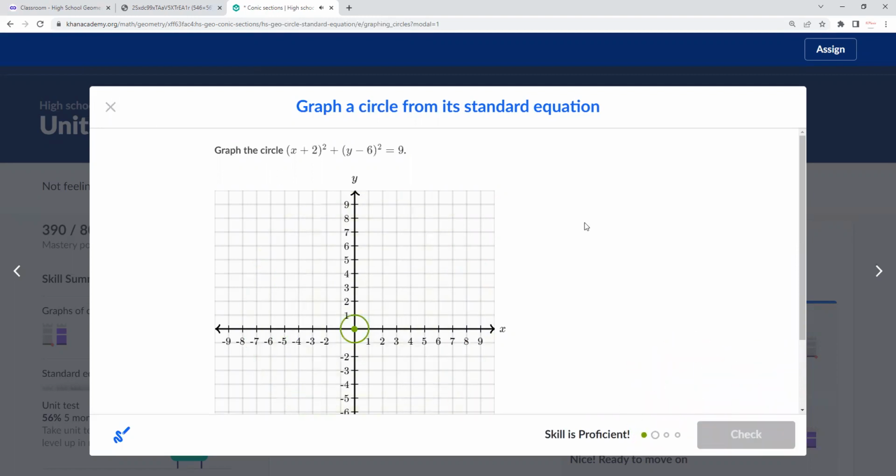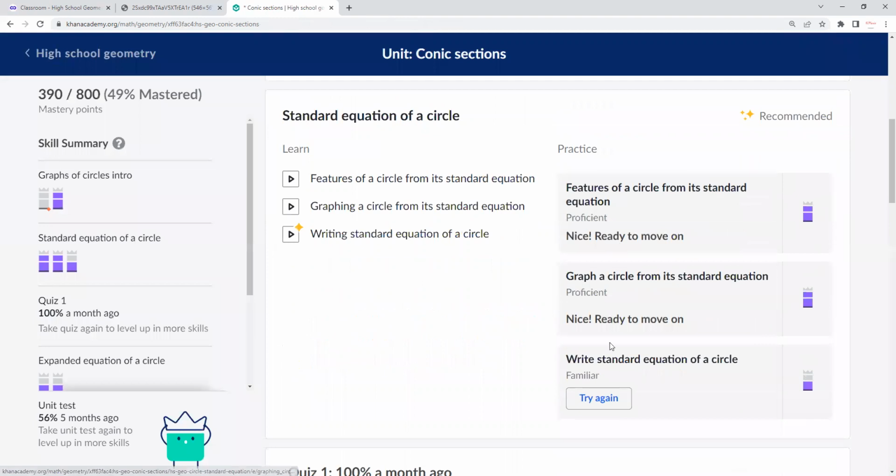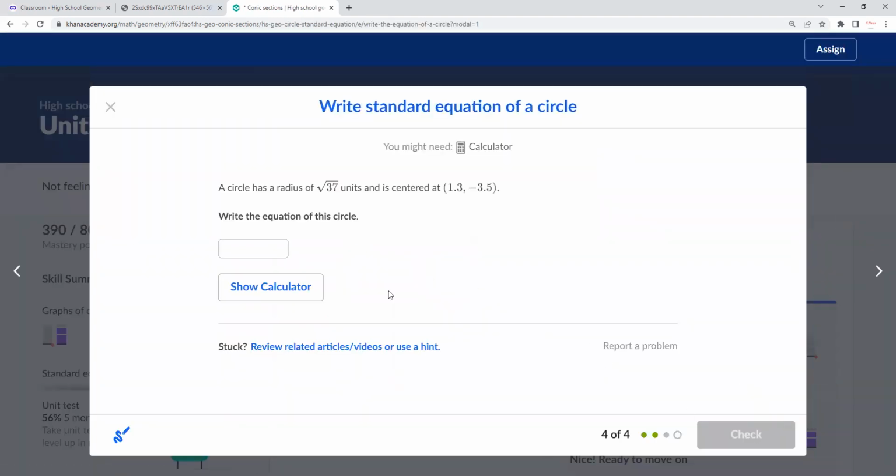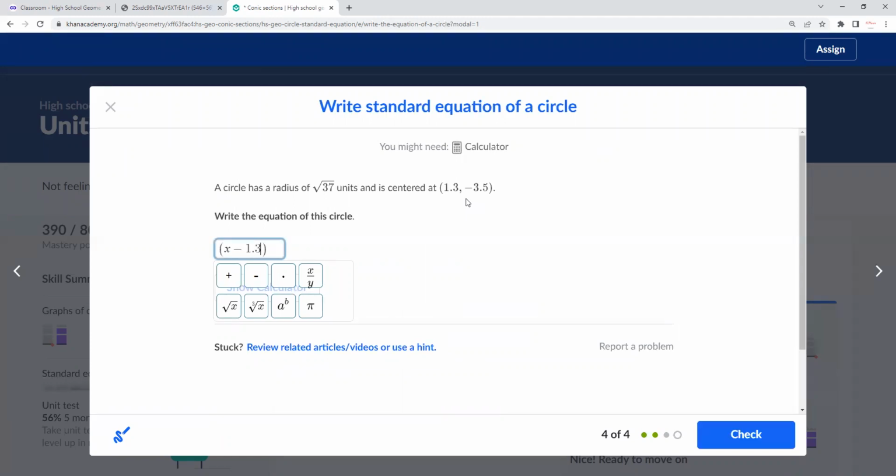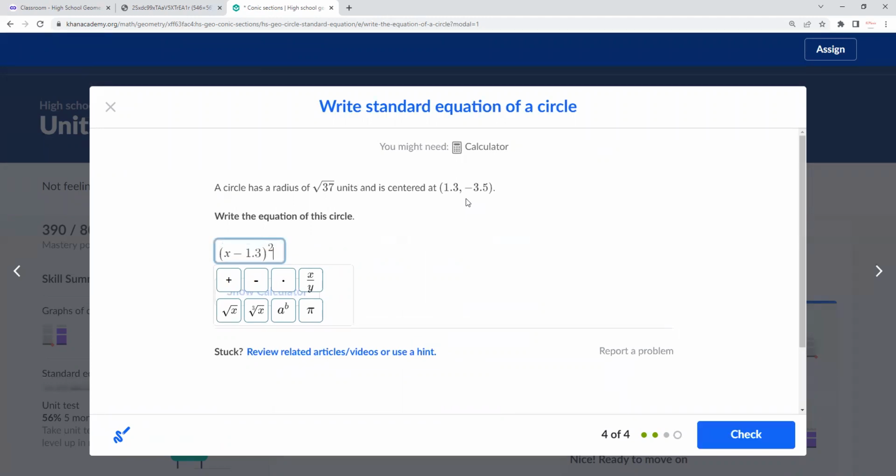So, you know, you're just looking at the same thing. You're just graphing the circle. Now it's telling you to write the equation. Okay, well, it gives you the center. So x minus 1.3 squared plus y plus 3.5 squared equals the square root of 37 squared, which is just 37.